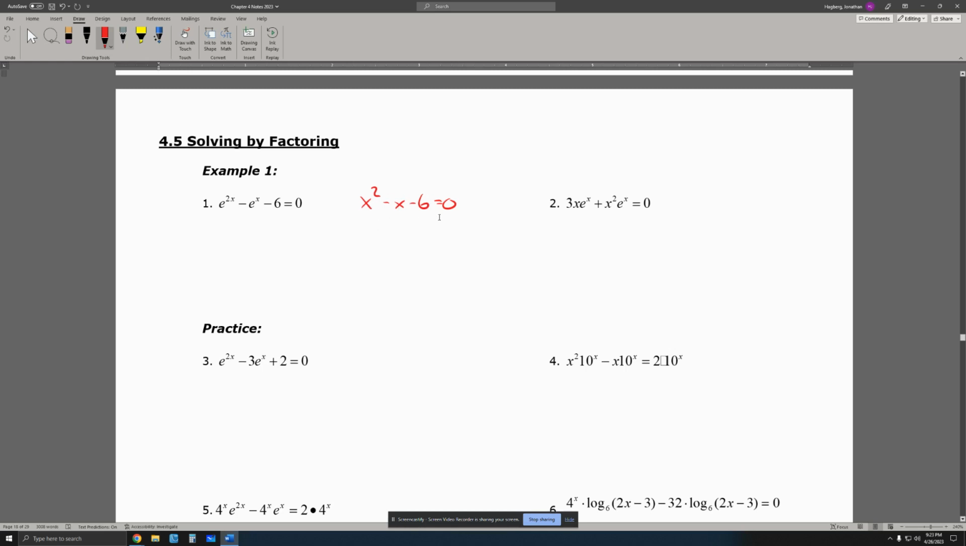Now I know how to factor this quadratic trinomial. This factors to x minus 3 times x plus 2, the quantities. And if we set that equal to 0, then we get solutions x equals 3 and x equals negative 2. We're going to do the same thing here, but now with this exponential equation.